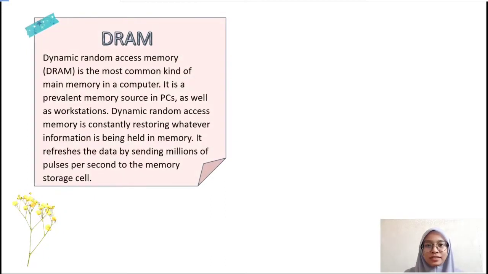DRAM is dynamic random access memory. It is the most common kind of main memory in a computer. It is a prevalent memory source in PCs as well as workstations. Dynamic random access memory is constantly restoring whatever information is being held in memory. It refreshes the data by sending millions of pulses per second to the memory storage cell.